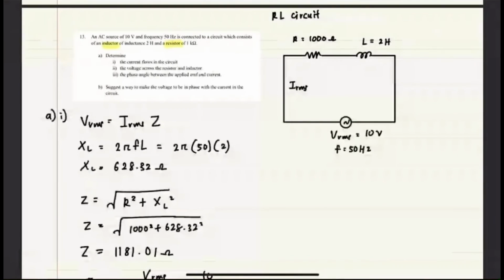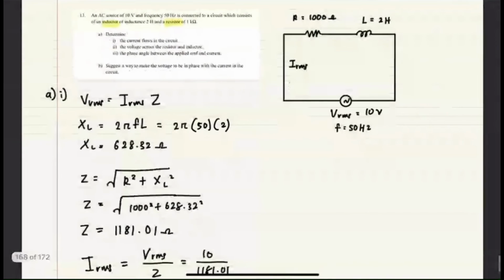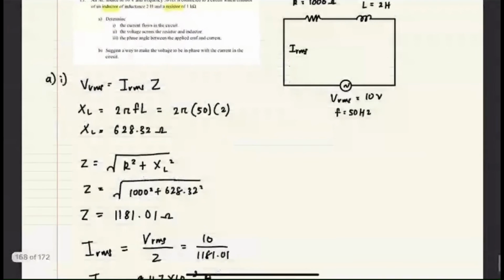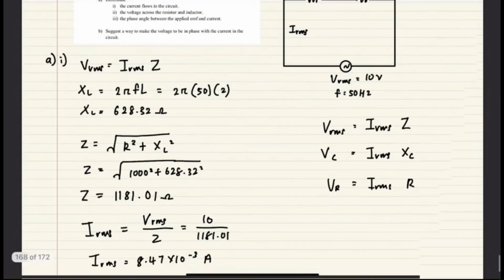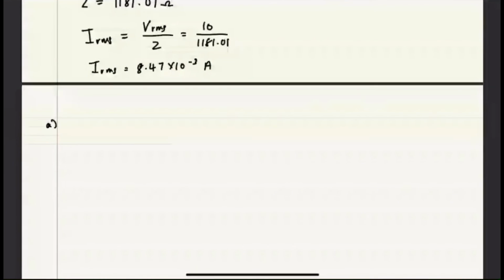A2, voltage across the resistor and inductor. Okay, so macam saya cakap kan, kalau kamu nak pakai VRMS, kau boleh pakai IRMS, Z. Kalau kamu pakai VC, IRMS, XC. Kalau dia adalah VR, IRMS, R. So soalannya voltage across resistor and inductor. So dia nak VL dan VR lah. Ini A2.